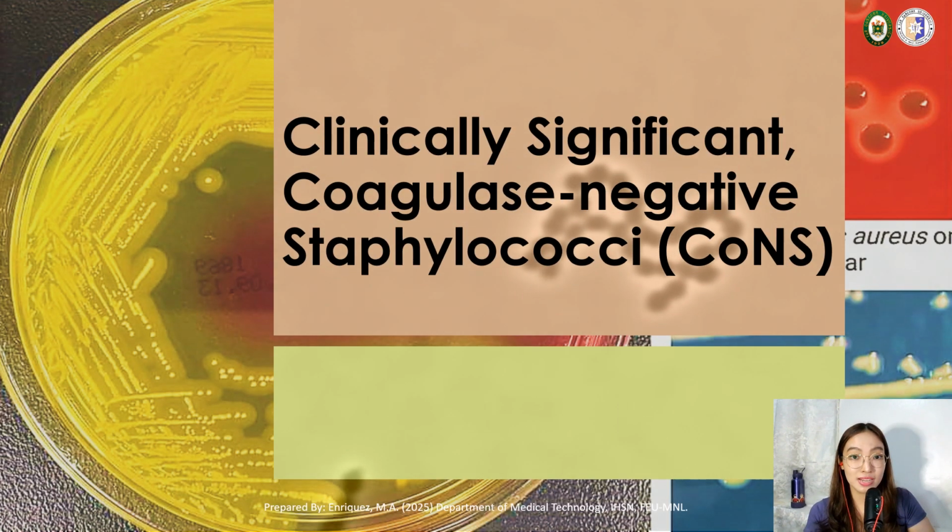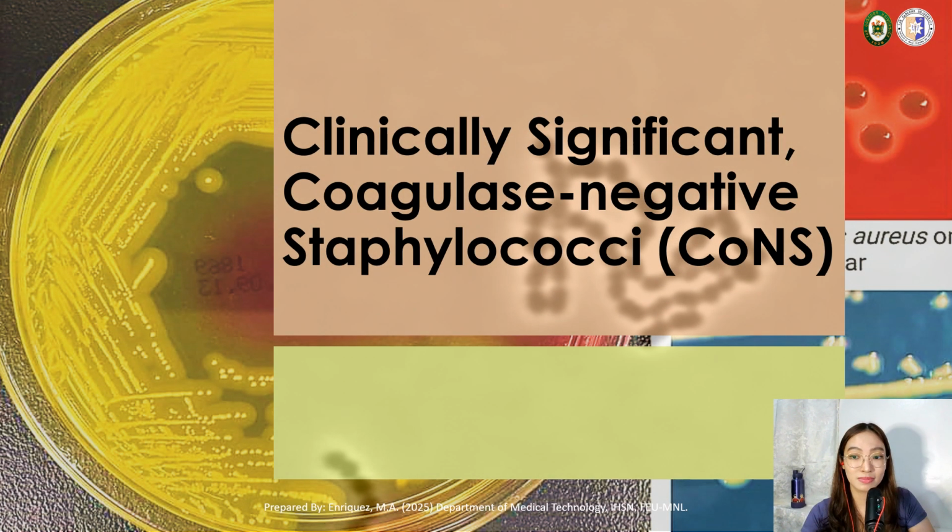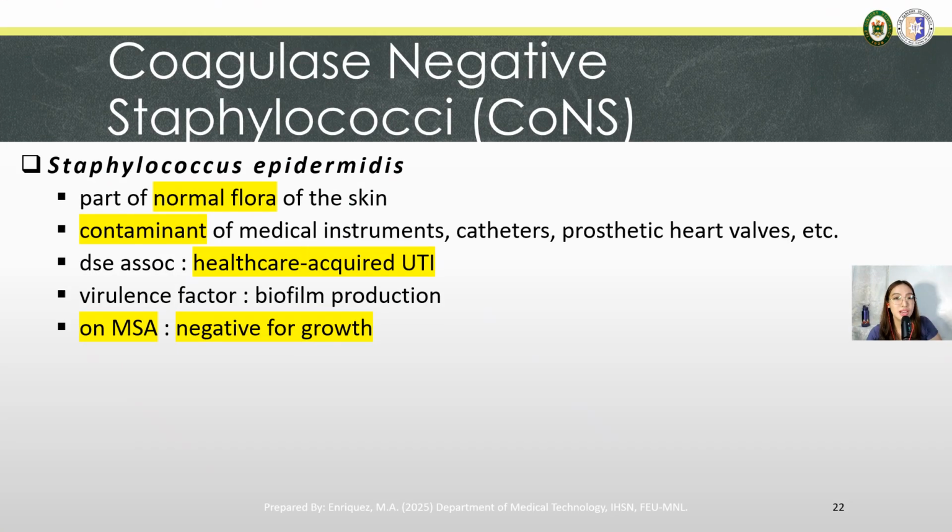Let's now proceed with the clinically significant coagulase-negative staphylococci. Let's now just quickly discuss all the other Staphylococcus species that are referred to as CoNS or coagulase-negative Staphylococci. So kung kanina po, we learned that Staphylococcus aureus is both catalase and coagulase positive. Ang CoNS naman po, well, as the name implies, no, they are catalase positive but coagulase negative.